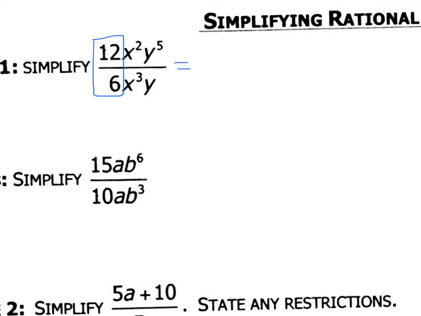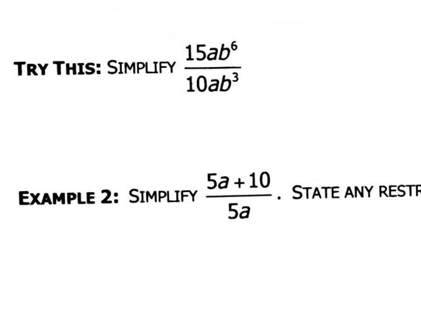By dividing the numbers, the bigger number goes on top, so 12 divided by 6 goes on top. The x's are bigger on the bottom, so the x will go on the bottom. 3 minus 2 is 1. And the y's are bigger on top. 5 minus 1 is 4. And that's as simple as it's going to get. 2y to the 4th over x to the 1st. Simplifying that expression.